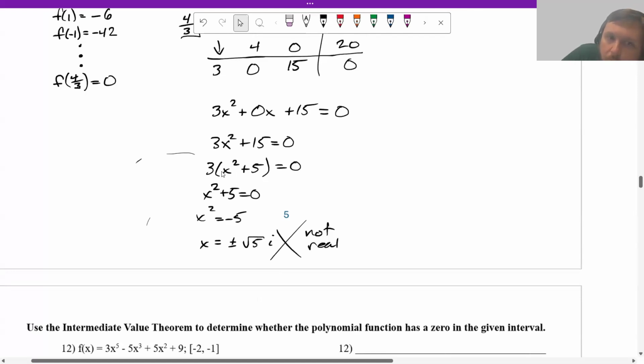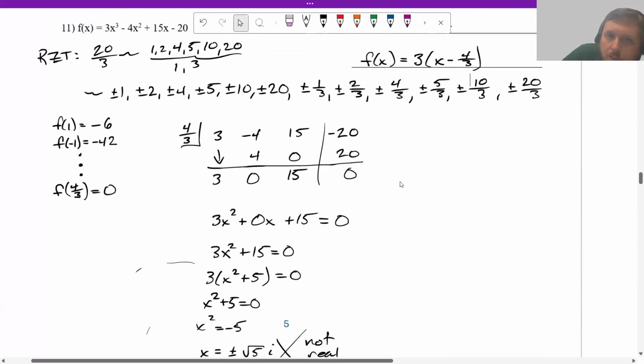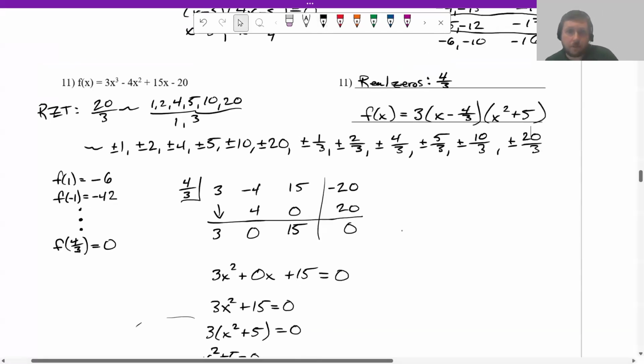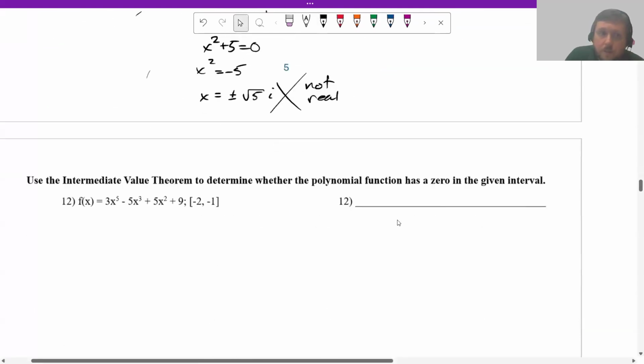What we're going to do is go back up and say, oh, well, where did that come from? It came from the x squared plus 5. So that's what we refer to as an irreducible quadratic factor. So then that's just a factor of x squared plus 5. Okay, and if you multiply this out, it will give you the original polynomial. So don't forget about those quadratic factors.